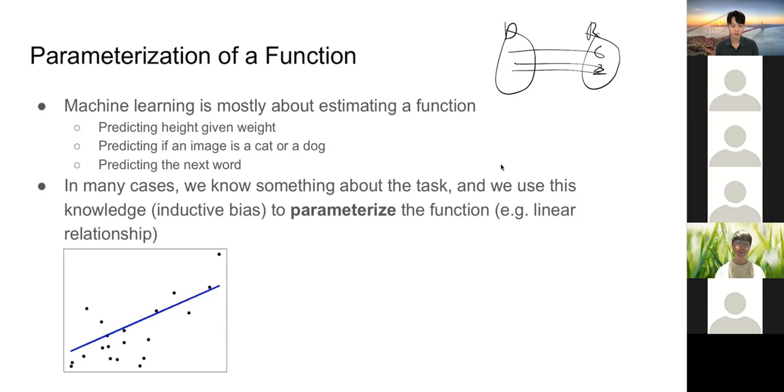But we want to describe, or parameterize, the function by basically constructing a model. That model can be, for instance, a linear model. In this case, we're assuming that the output y is in a linear relationship with the input x, with the equation ax plus b. If we assume this relationship, then we have parameterized the function. And here the parameters that we are optimizing for are a and b. These are the parameters. And we call this inductive bias.